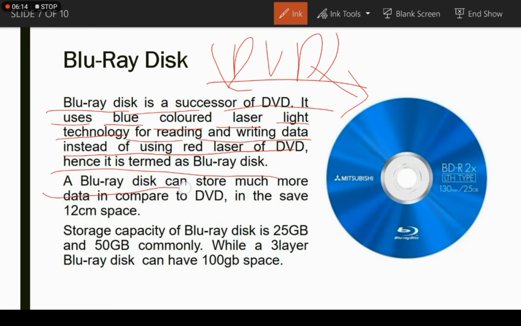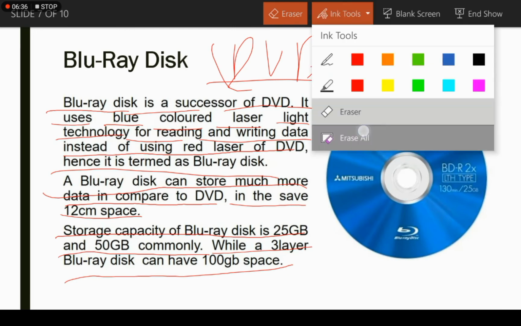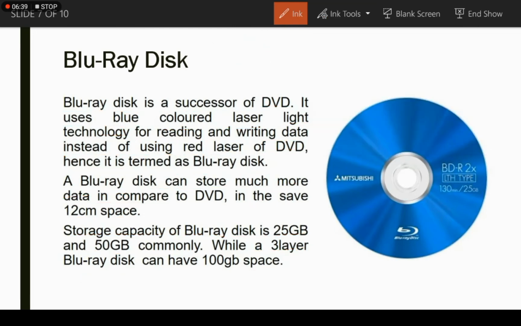A Blu-ray disc can store much more compared to DVD. In a 12 cm disc, the storage capacity of a Blu-ray disc is commonly 25 GB and 50 GB, while a 3-layer Blu-ray disc can have 100 GB of space. Or we can say a Blu-ray disc can store 25 GB to 100 GB of data.